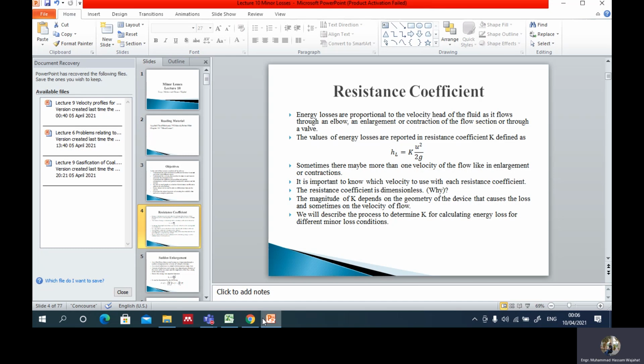The resistance coefficient is dimensionless. Why is it dimensionless? If you look at this equation, we had already demarcated in lecture 7 that HL is the unit of energy, in that case Newton meter per... sorry, it was not energy per meter, it was energy per weight. So Newton meter per Newton. The Newton at the top and the Newton at the bottom would cancel. So it can also be written in terms of head loss. So HL has nothing but units of length.